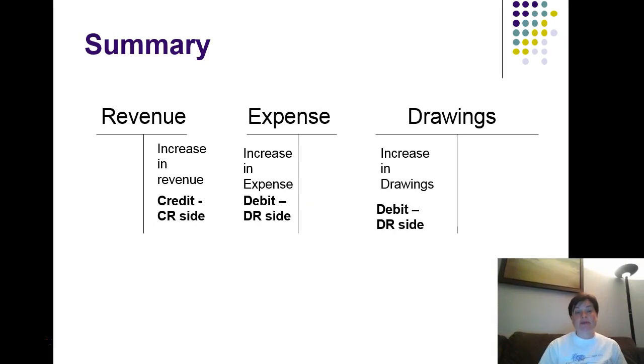So now, in summary, here's what it looks like in T accounts. Revenue, like I said, has a credit side. Expenses have a debit side. And drawings are on the debit side. And that's just to reflect the impact on how they would look in the capital account.